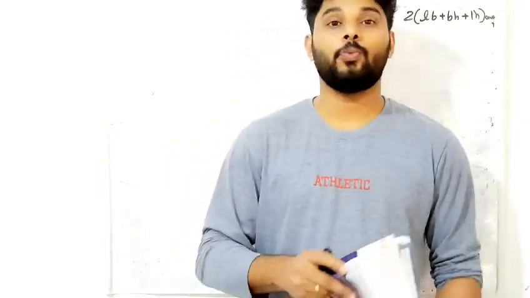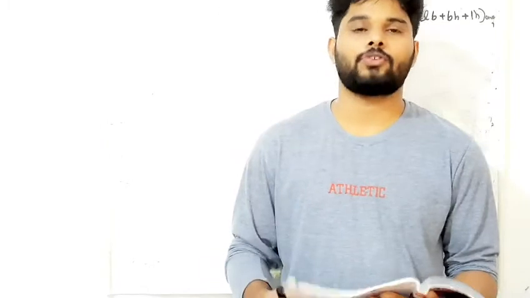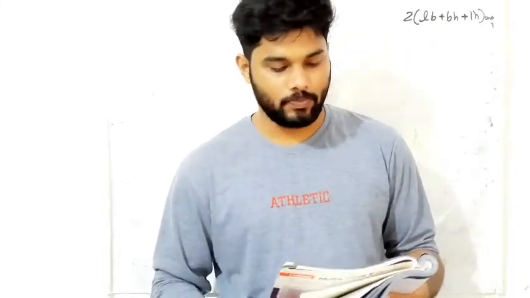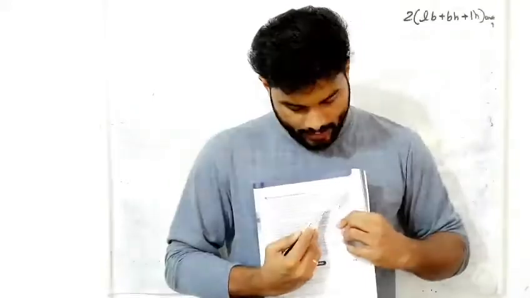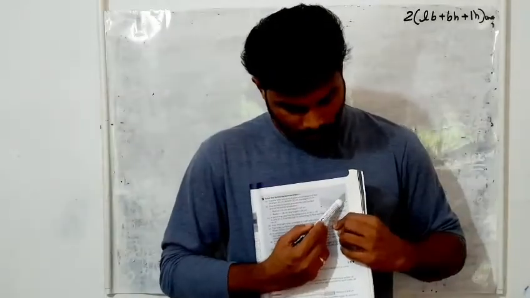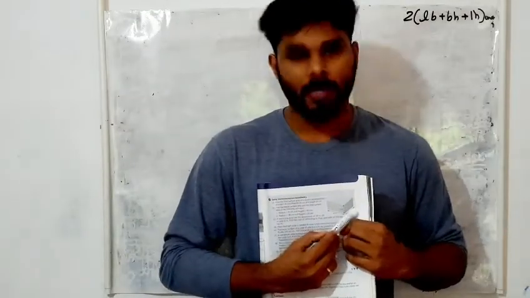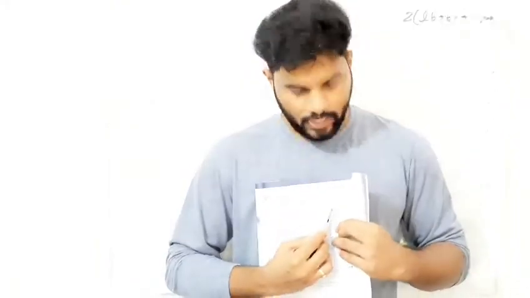Now, exercise 16.1, question number 2. The following word problems. Now we are going to solve the word problems. The first question is, find the total surface area of a closed cardboard box of length 30 centimeter, breadth 20 centimeter, and height 15 centimeter. You can see the box here. Length 30, height 15, and breadth is 20.